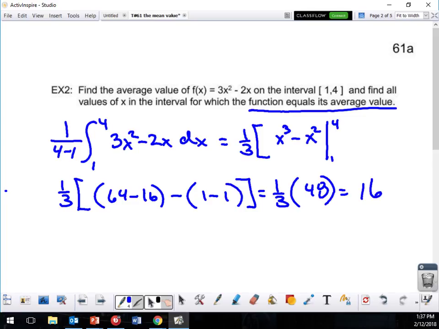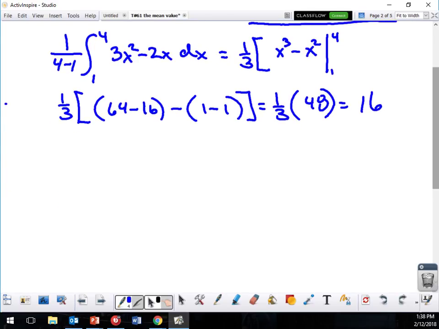And now we want to see when the function is equal to that. So we go back to the original function, the lowercase f of x. So set it equal to 16. So I should have 16 equals 3x squared minus 2x.